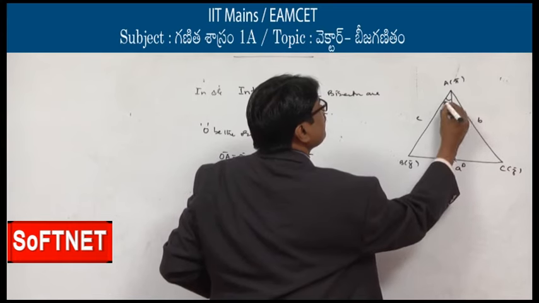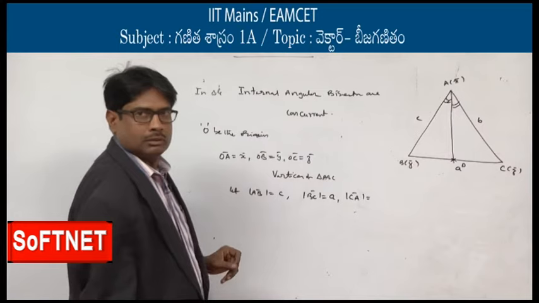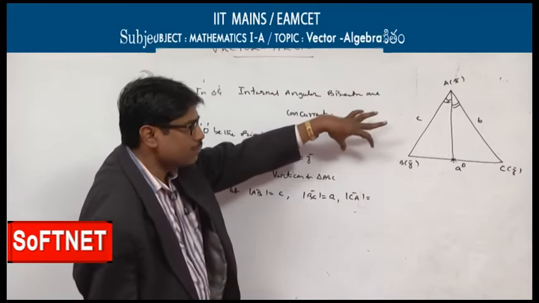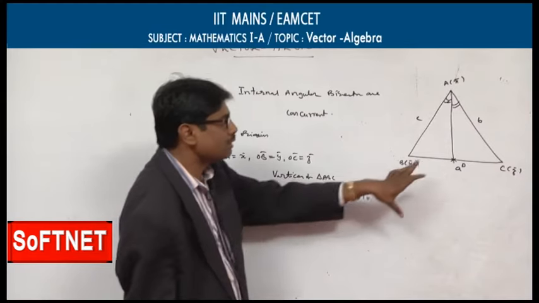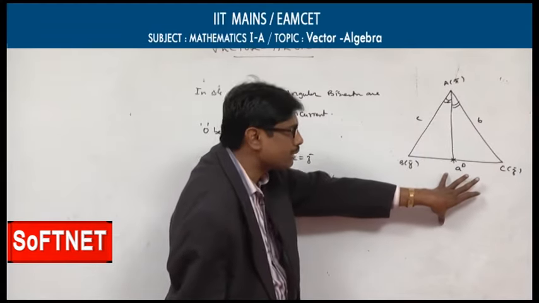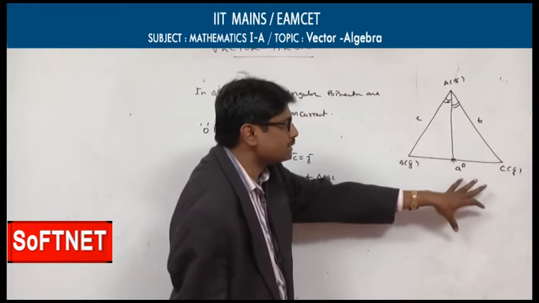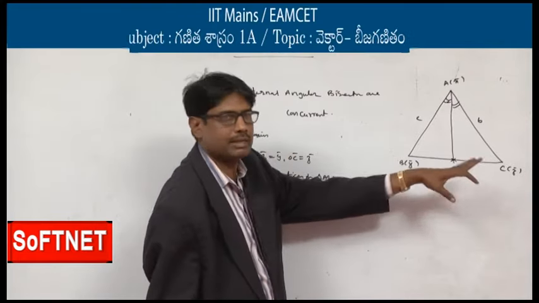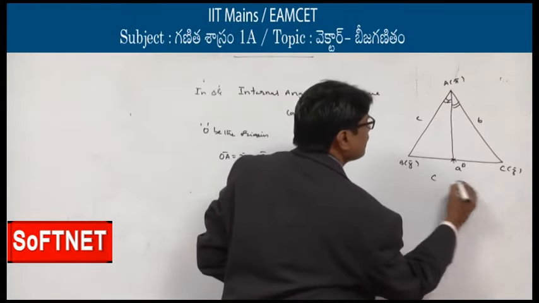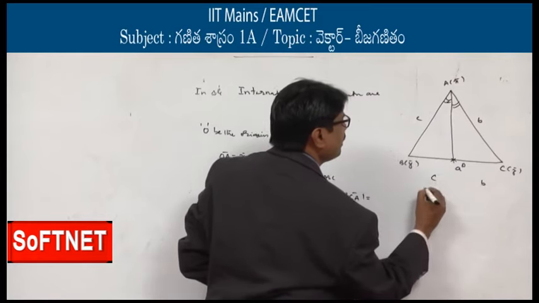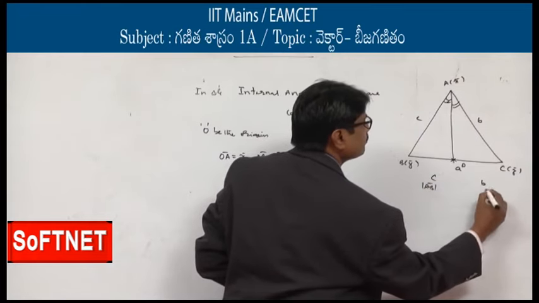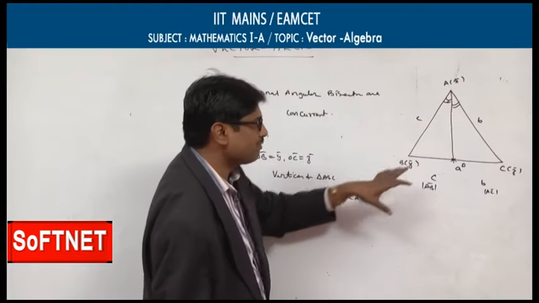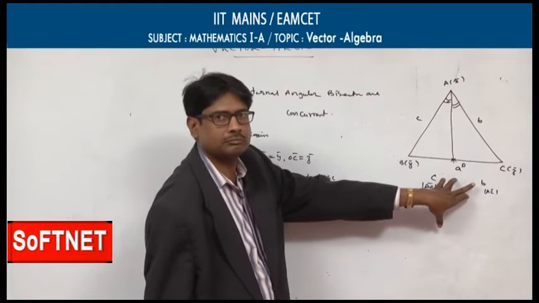AD divides the internal angle into two equal parts. In geometry we learned one small concept: the internal angular bisector at D divides the side BC in the ratio c is to b. D divides BC in the ratio c is to b, or you may call it mod of AB to mod of AC. First we will find the position vector of D.